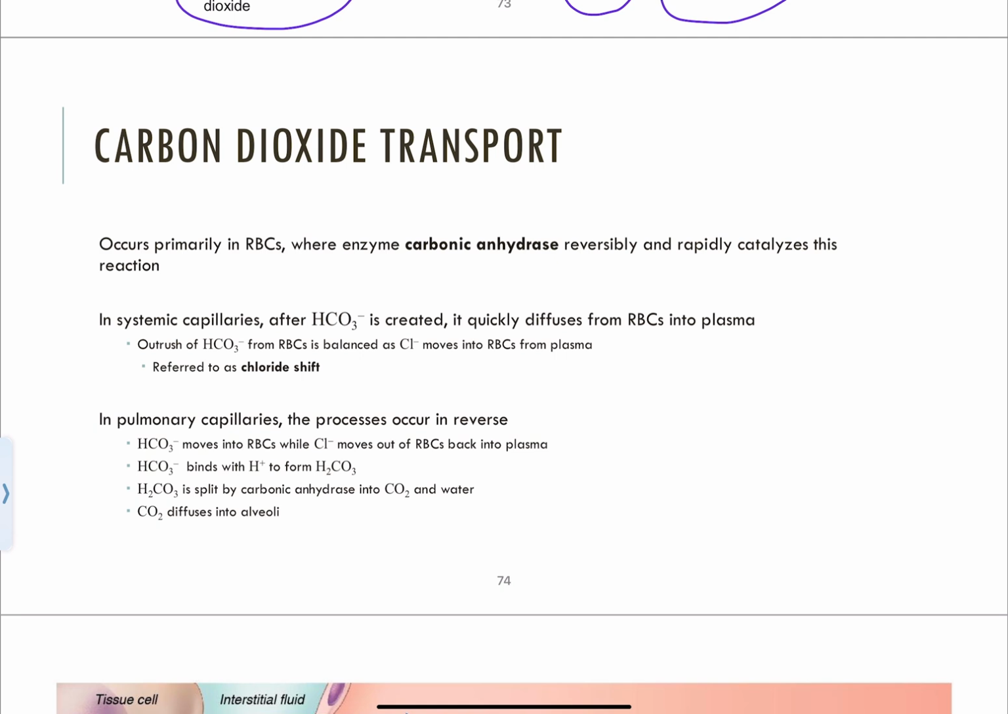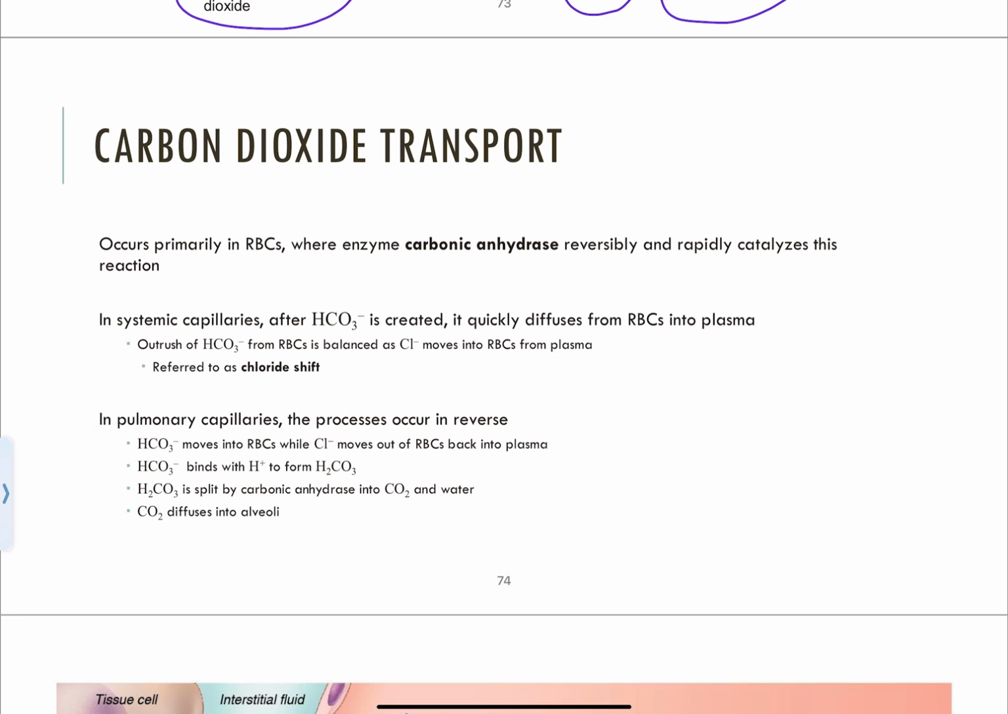If we're talking about systemic capillaries, immediately after the bicarbonate ion is created, it's going to quickly diffuse out of the erythrocyte and back into the blood plasma. If we're talking about balancing of charges, we're losing a negative charge. We need to bring in a negative charge, and what's brought in as a bicarbonate leaves is actually a chloride ion. So a chloride ion comes in from the blood plasma at the same time as a bicarbonate ion is leaving the erythrocyte and entering into the blood plasma. This switch of bicarbonate ion and a chloride ion is referred to as a chloride shift.